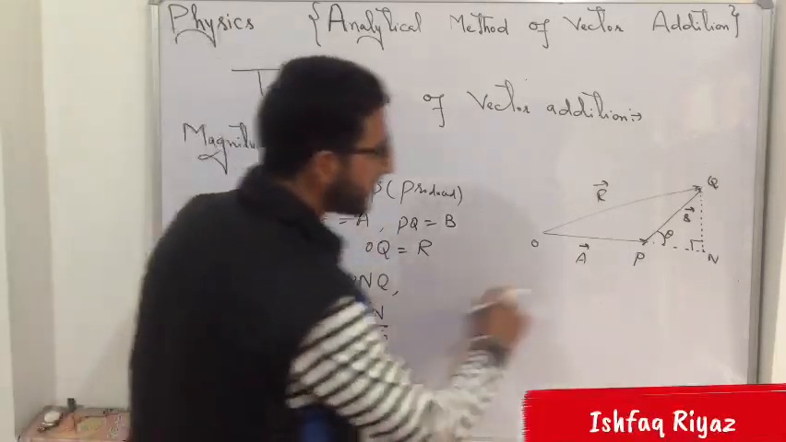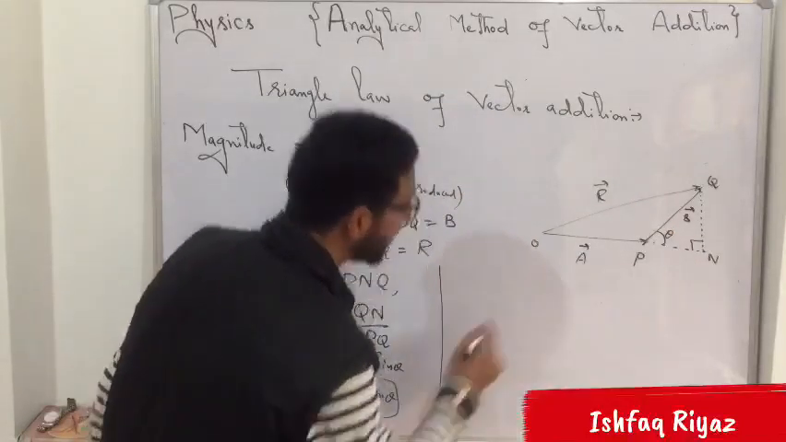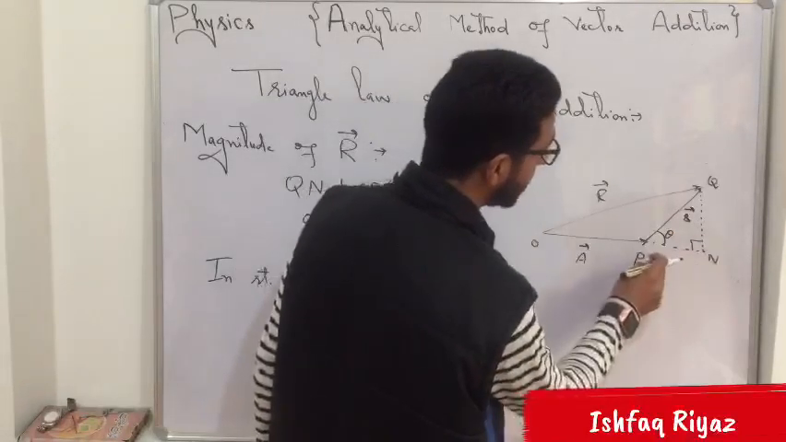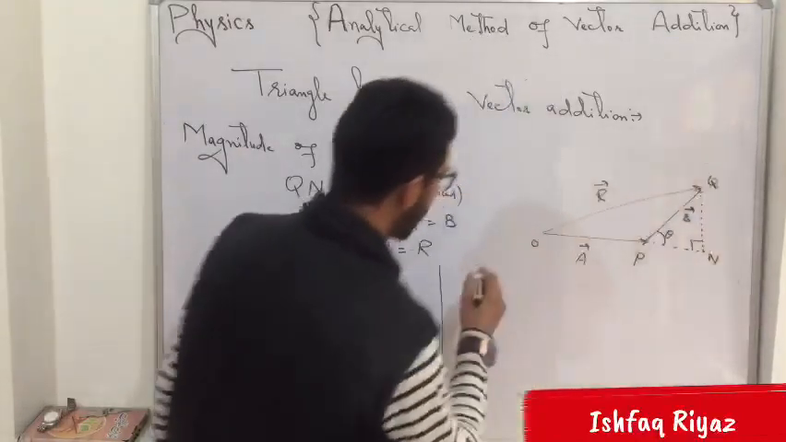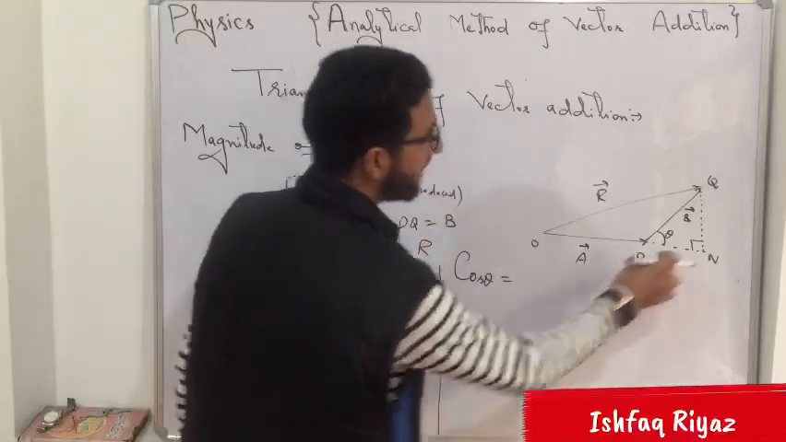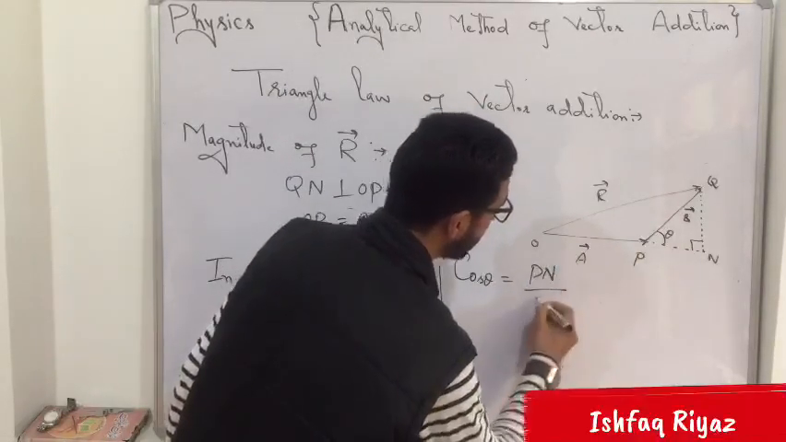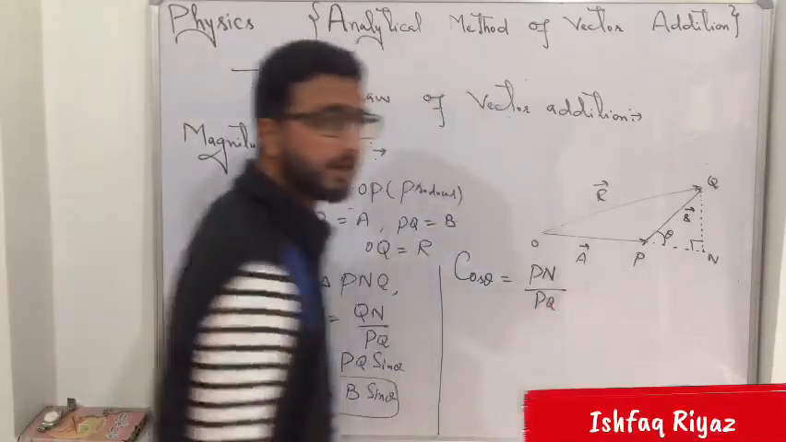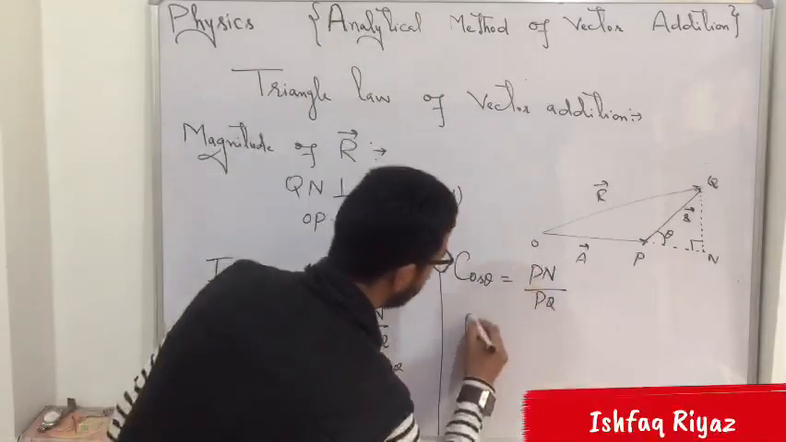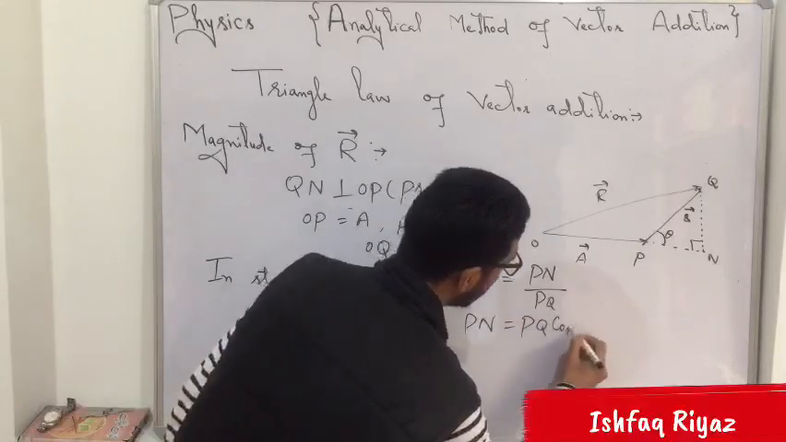Okay. इसके बाद मैं क्या निकालूंगा? Cos of theta. Again in the same triangle, rather right angle triangle PNQ. जरा मुझे cos of theta निकाल के दे दो. Cos theta is base by hypotenuse. This is PN divided by PQ. Right? Okay. So PN will be equal to PQ cos of theta.